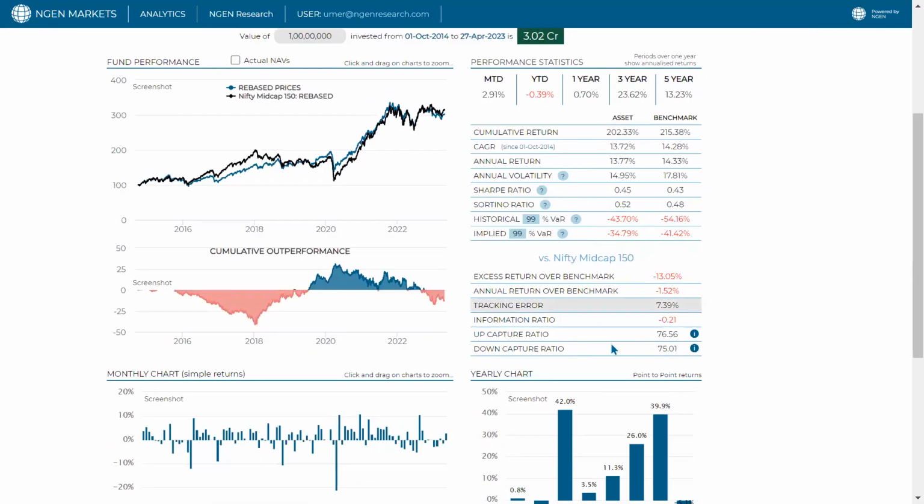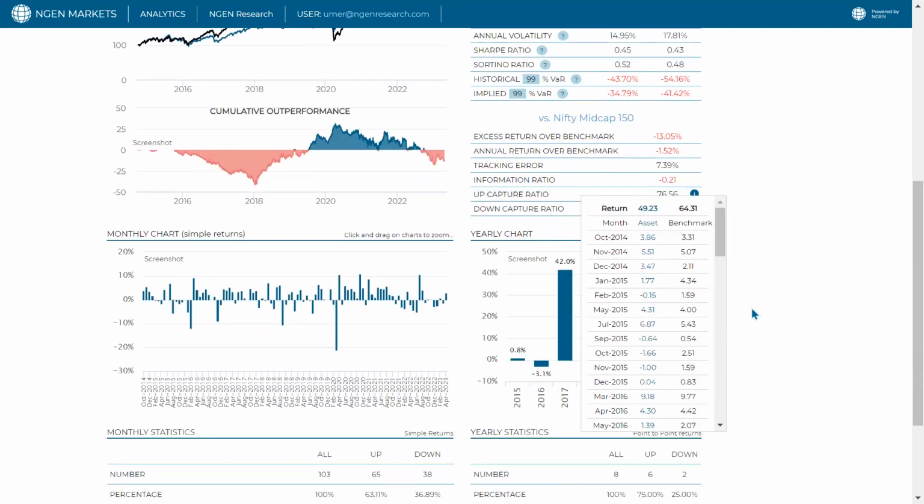Now, in this case, when you see the capture ratios, we need to take a look towards our benchmark as well, because it actually maps based on the benchmark. So all the data sets which you see, this up capture ratio, which is 76.56, we have a down capture ratio which is 75.01%. What does it imply? It implies that when you take a look against one particular benchmark, within the up capture ratio, when you click on this I button, you can now see the breakdown of the asset, which is our mutual fund, versus the benchmark performance.